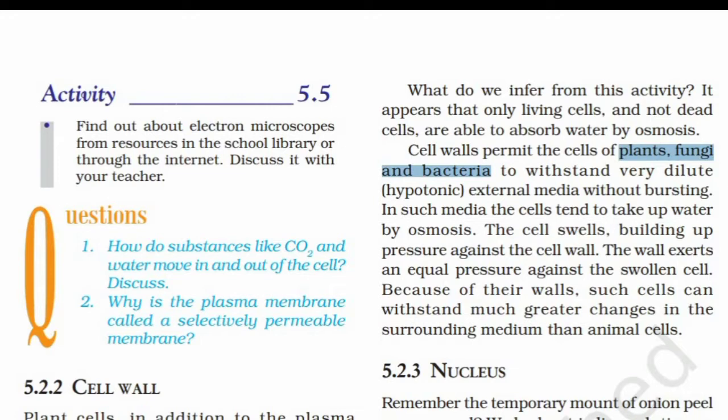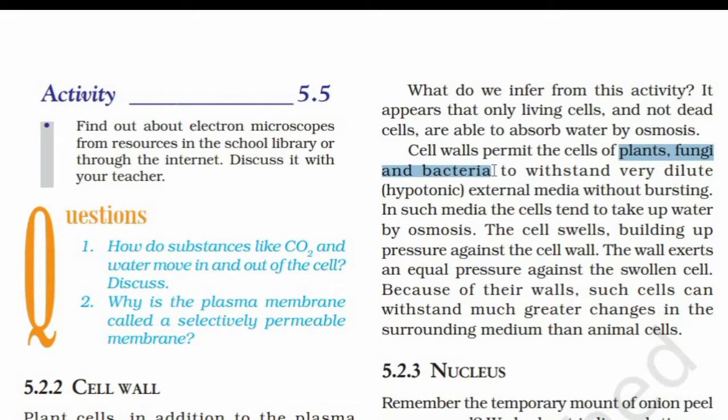In such media, the cells tend to take up water by osmosis. The cell swells, building up pressure against the cell wall. Now, what happens in such media? The cells tend to take up water by osmosis. The cells take the water inside. So the cell swells, and now pressure is created against the cell wall. The cell is inside the cell wall. The cell swells. After swelling, the cells create pressure on the cell wall, the outer covering. The wall exerts an equal pressure against the swollen cell. So the cell and the cell wall create pressure against each other.